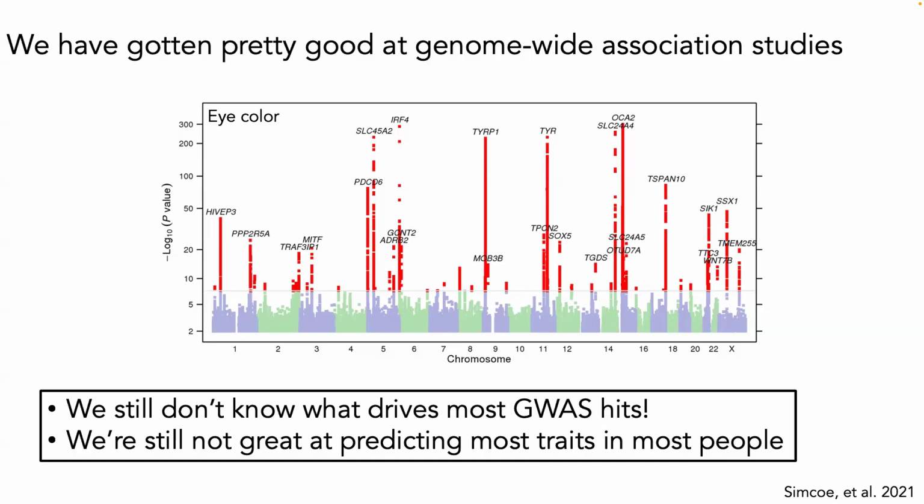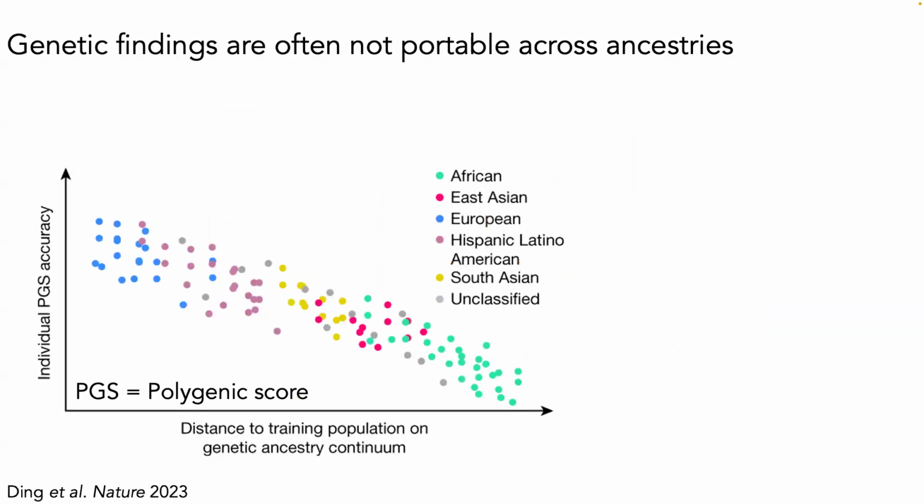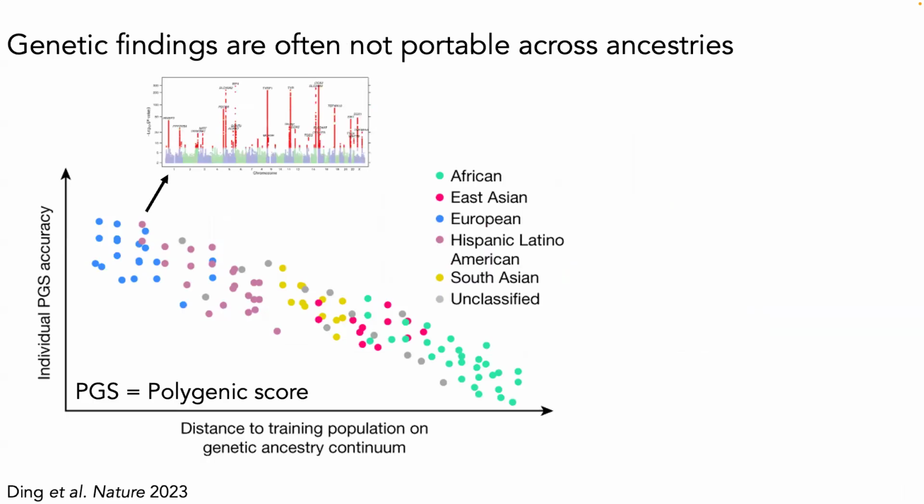And we're still not amazing at turning these pictures into predictive models that can accurately predict somebody's, say, risk for a certain disease. That gets even worse if we look across different ancestries. This is really great work from Bogdan Pasaniuc's group, showing that if you make a risk score to predict somebody's risk for a disease, and you train that on, say, data from European populations, the accuracy of those models is really going to decrease when you apply that to populations that are further and further away from the training population, which again is usually European populations.